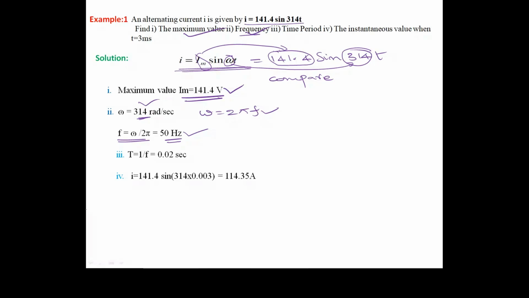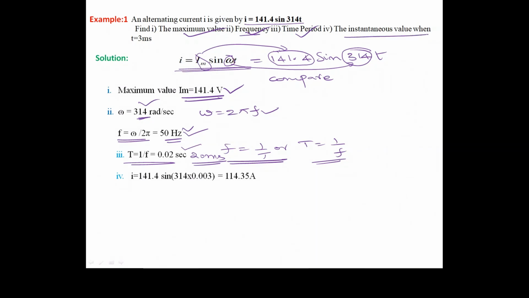Then coming to the time period, in the last class also we discussed the relation between time period and frequency: frequency is equal to 1 by time period, or time period is equal to 1 by frequency. Both are inversely proportional. Once you get the frequency, 1 by 50 will give you 0.02 seconds or 20 milliseconds. All right, time period is over.